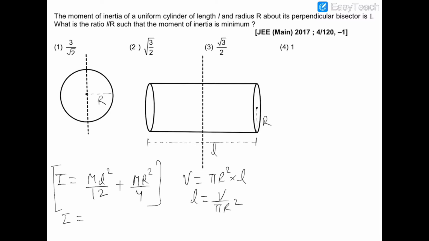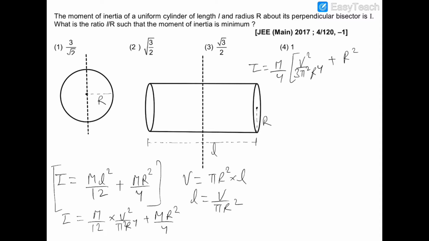So I can be written as m by 12 into V square upon pi square r to the power 4 plus mr square by 4. So the total moment of inertia would be m by 4 into V square by 3 pi square r to the power 4 plus r square. So you can now differentiate this equation to minimize this moment of inertia.